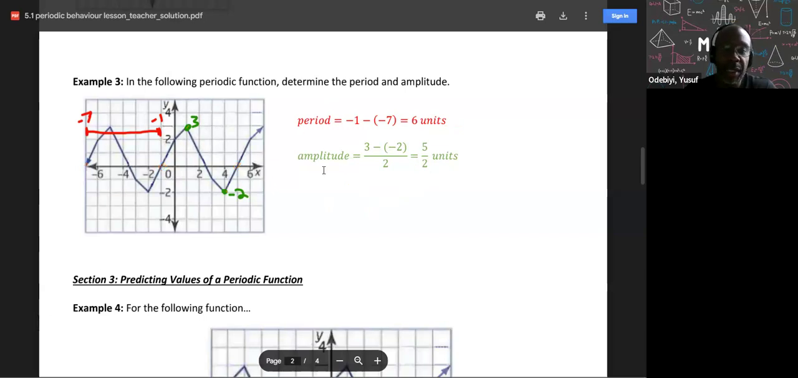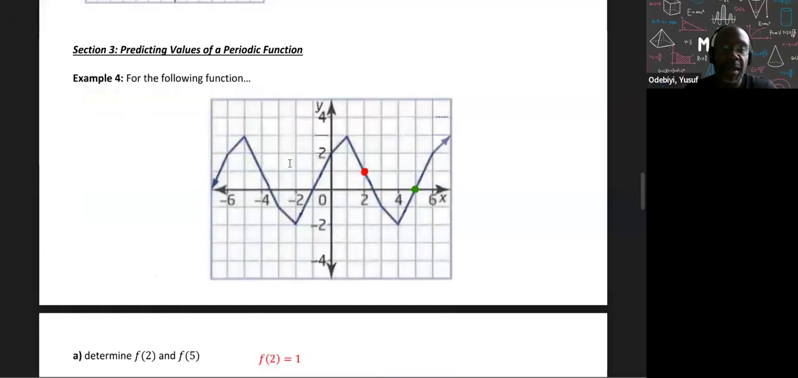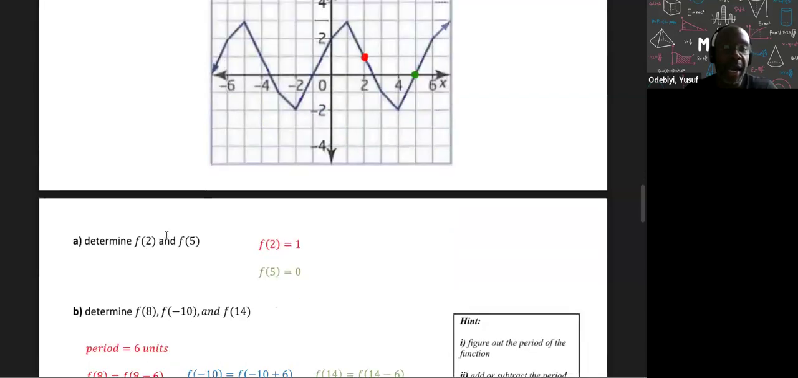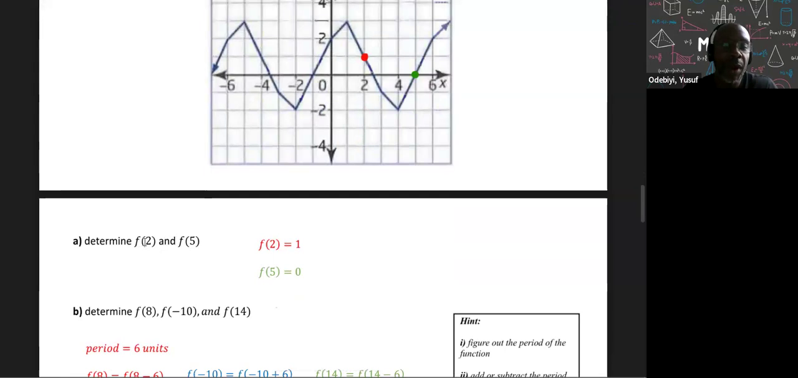So let's go to the next one. Okay, so this one here is for the following function. This is the function here. Determine the y when x is 2. This is what this means: determine the y when x is 2. Remember, we're saying function now, so it's f of 2 and f of 5. So determine y when x is 5 and when x is 2.